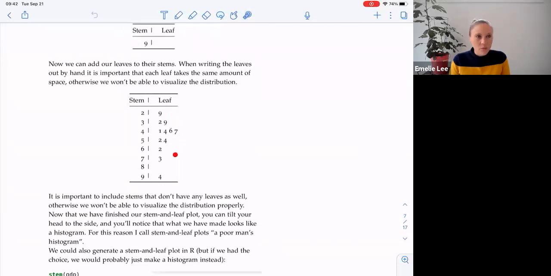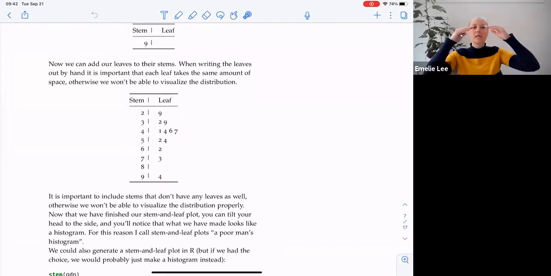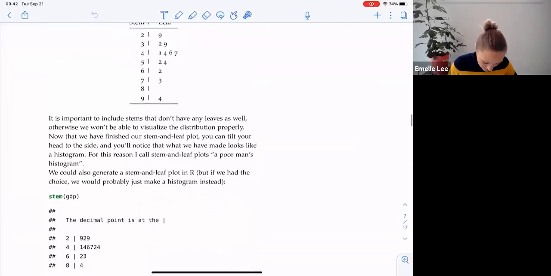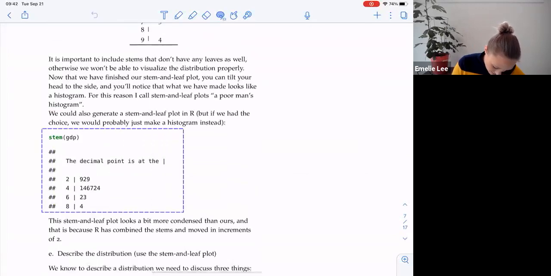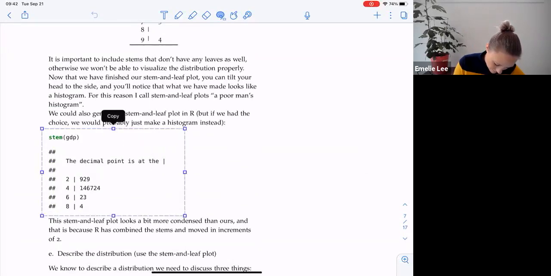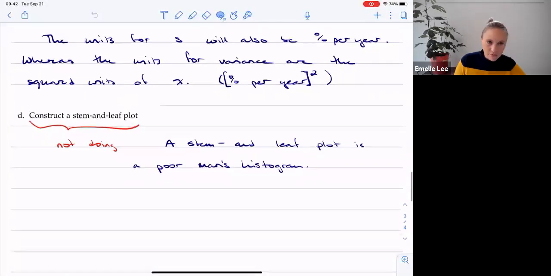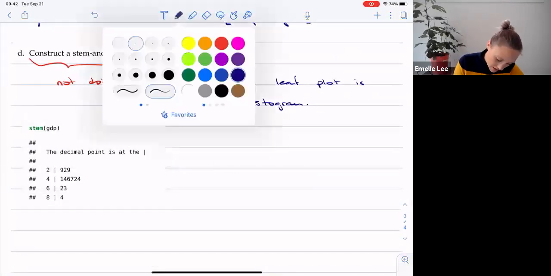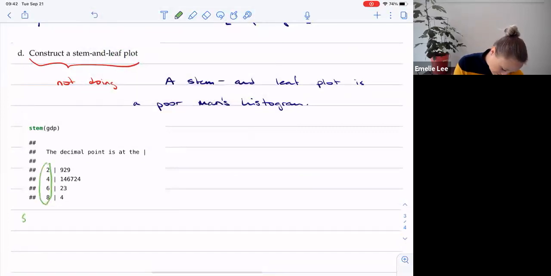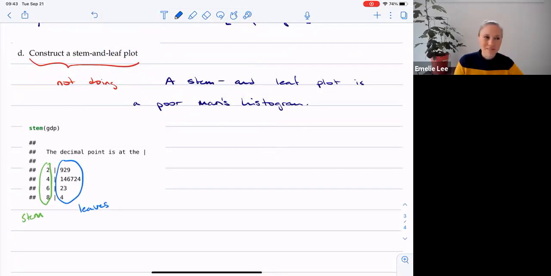So typically if we made one by hand, this is what it would look like. Some important notes are that each value has to take up the same amount of space, right? So imagine you're building up these bars, right? But here, I'll just use the R output. It looks a little bit different because they've streamlined how they build their stem and their leaves. So here, this is the stem, and these are the leaves. Stem and leaf, right?